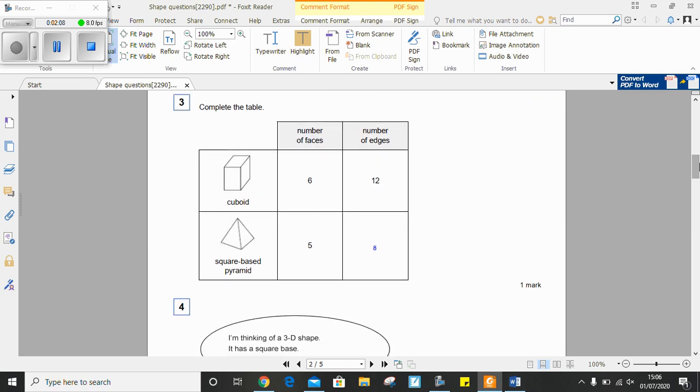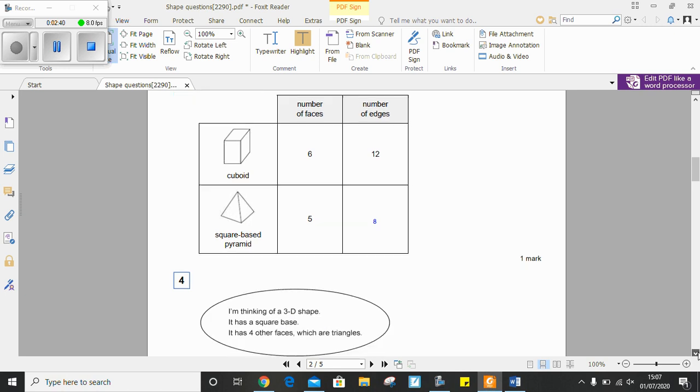Then we need to complete this table. So it's telling me that a cuboid has 6 faces and 12 edges. It's also telling me that a square-based pyramid has 5 faces, and I need to count how many edges it has. Luckily, it's given me the picture here. I can see that there are 1, 2, 3, 4, 5, and then I know there's one over here, 6. No, there's one there, 7, and there must be one just over there, so it's 8. So it's some looking at the picture and some picturing that shape in your head.